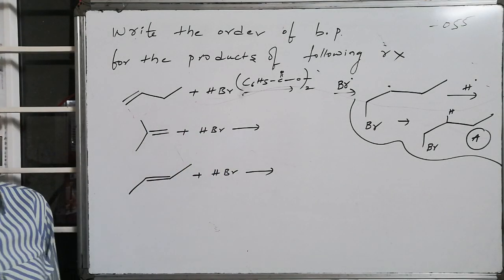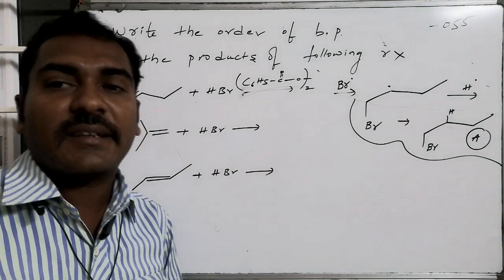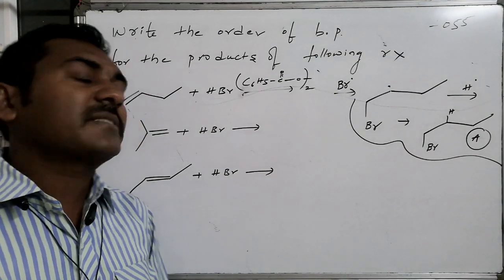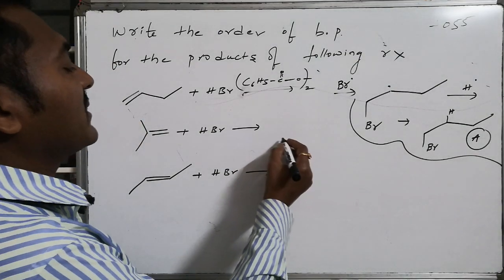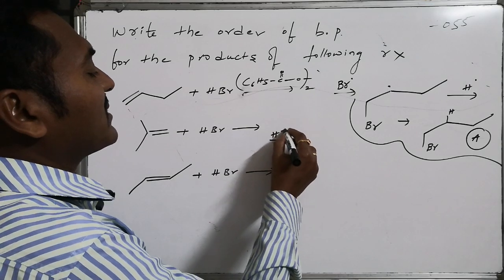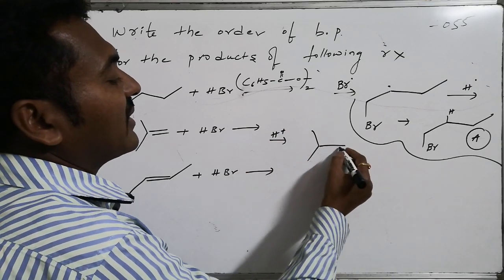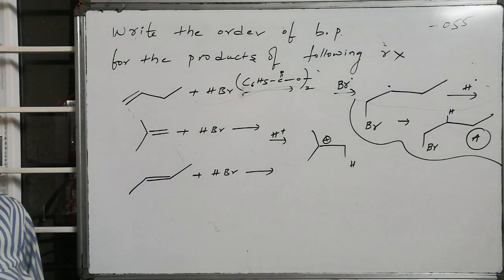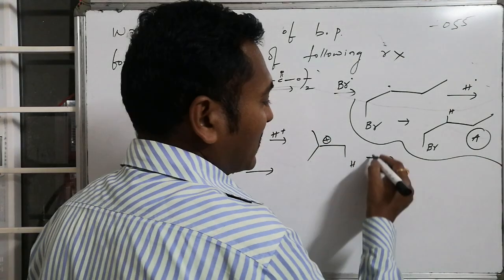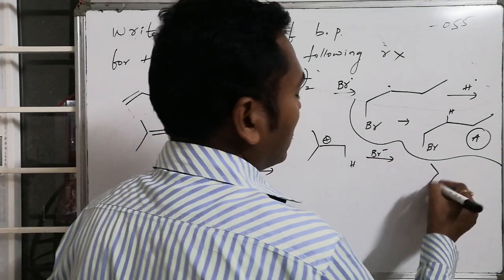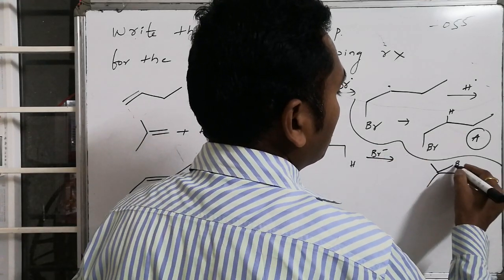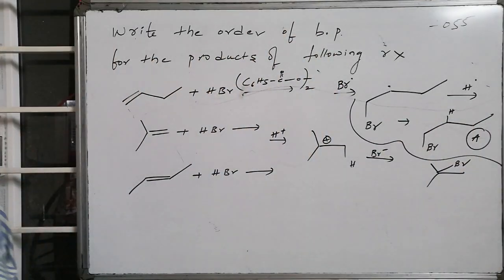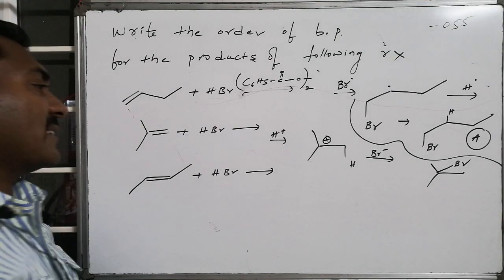Whereas HBr addition under normal conditions is an electrophilic addition reaction. H plus will initiate the reaction. So this H plus attacks here and generates the most stable cation, a tertiary carbocation. On this tertiary carbocation, Br minus makes an attack. Thus it results in the formation of 2-bromo-2-methylpropane.